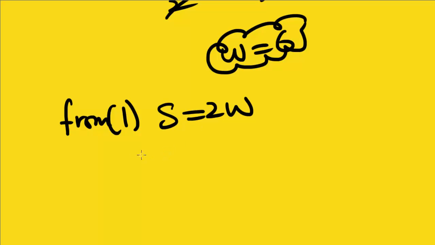From equation 1, because now that we have w, we want to find s. From equation 1, s is 2w. Therefore, s is 2 times 6, because we now know that w is 6, which means that s is 12.